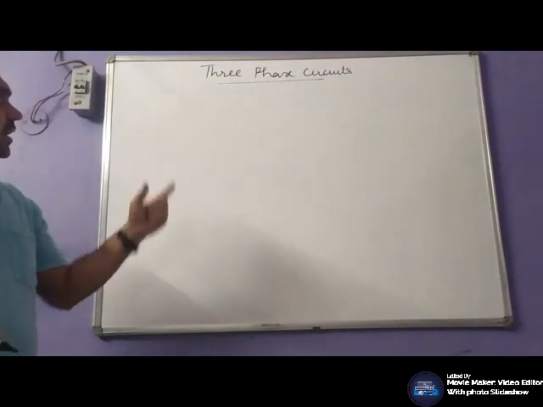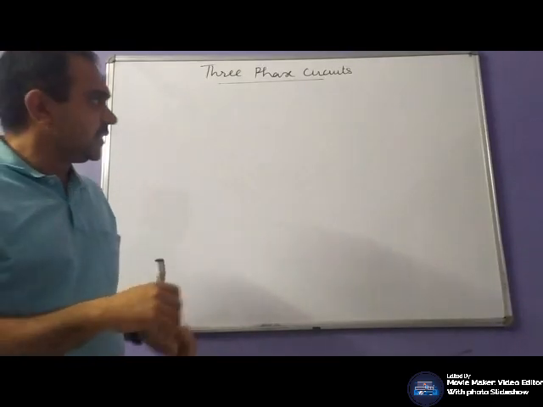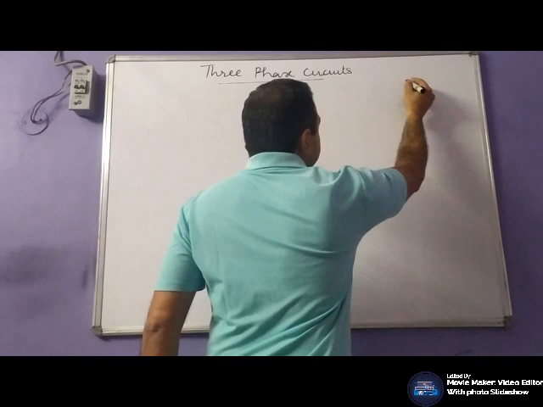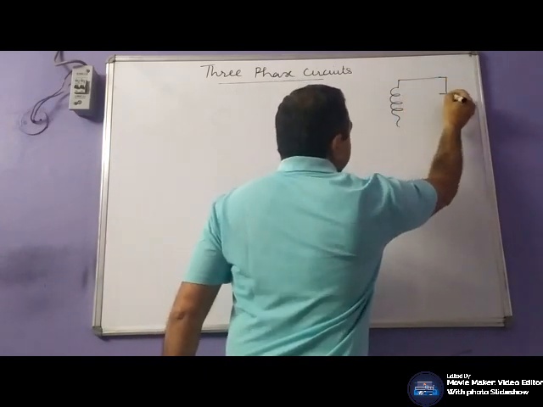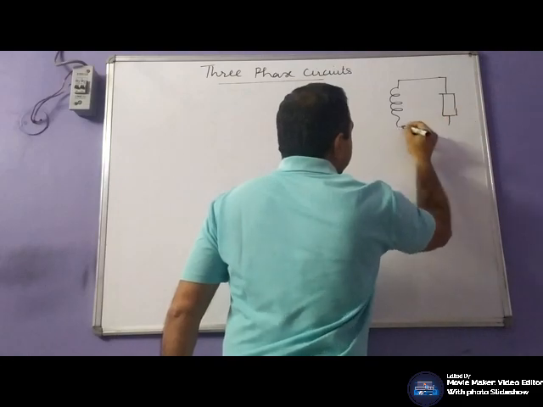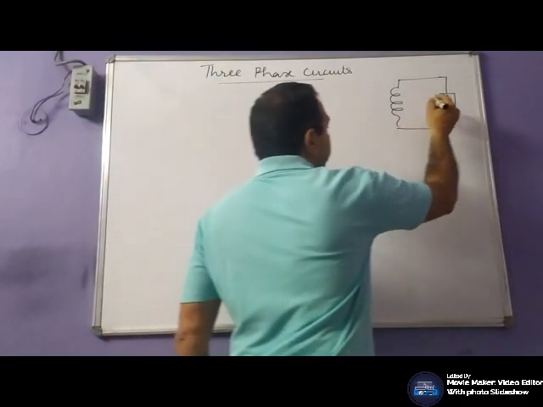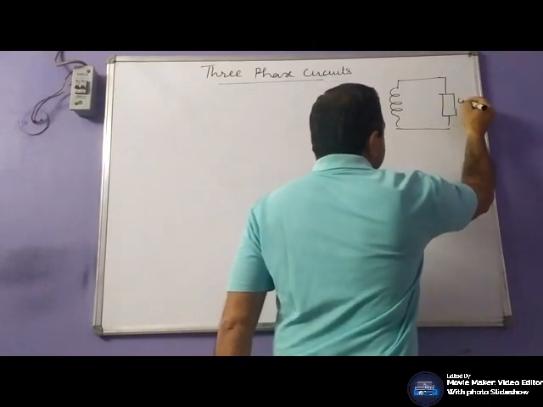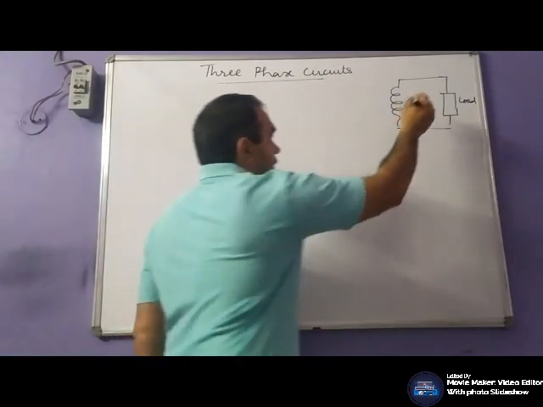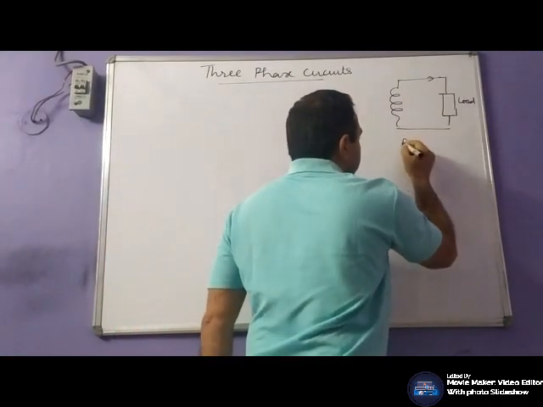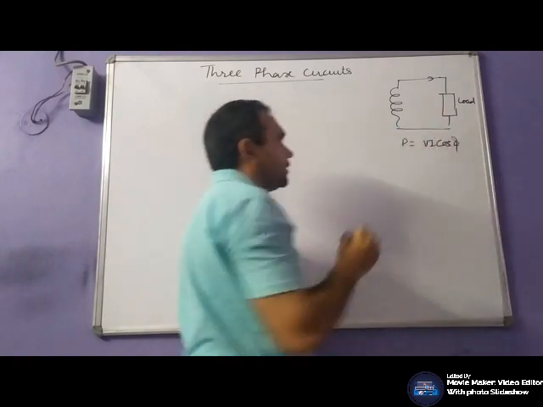This is also termed as polyphase circuits. Already we have discussed single phase circuits, in which we have discussed that whenever a coil is placed in a magnetic field, EMF is induced, and that EMF induced is used to supply a load, and the power consumed by a single phase circuit is VI cos of phi.